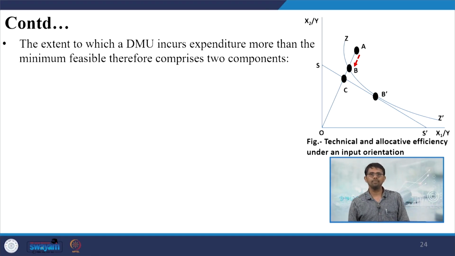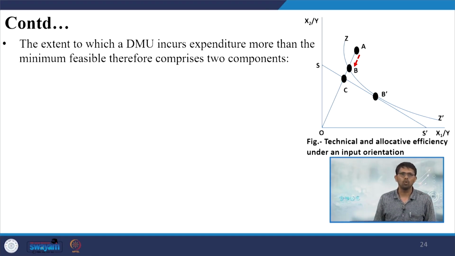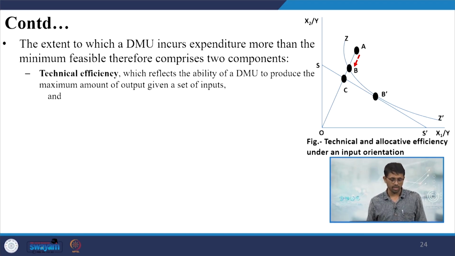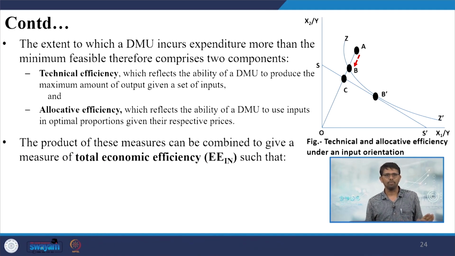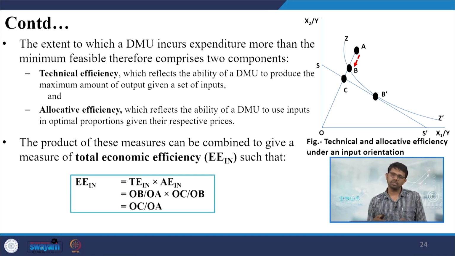The extent to which the DMU incurs expenditure more than the minimum feasible one therefore comprises two components. One is called technical efficiency, another is called allocative efficiency. We have already clarified. The product of these measures can be combined together, that is basically called total economic efficiency, in short called EE, input oriented. That is, total economic efficiency input oriented model will be simply the multiplication of technical efficiency input oriented and allocative efficiency input oriented.